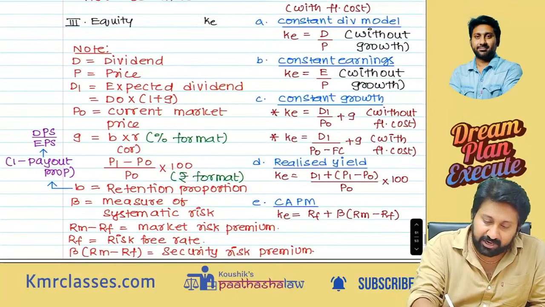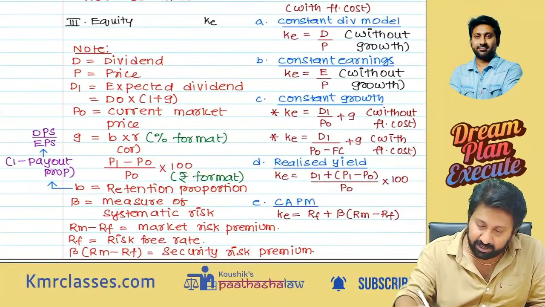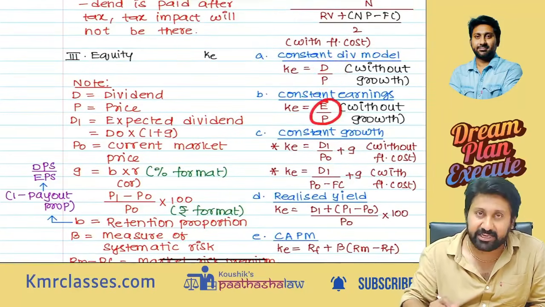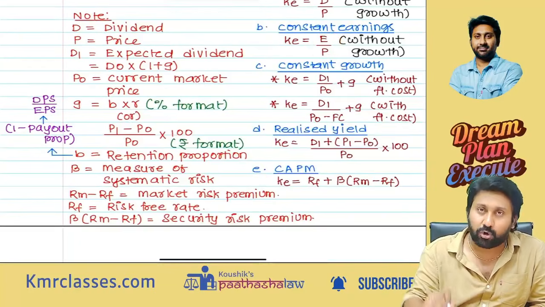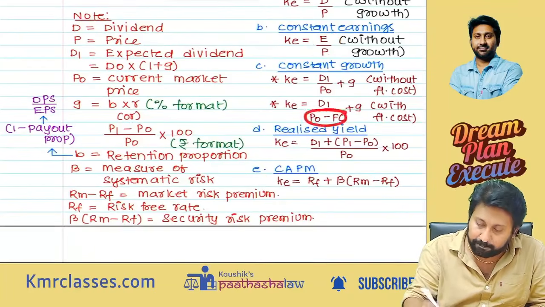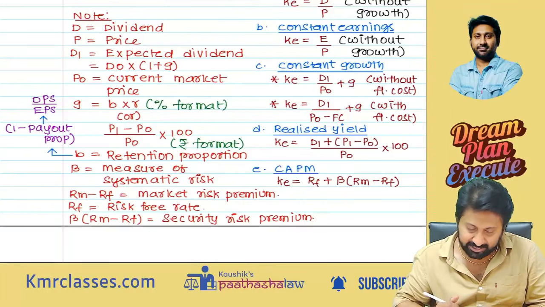So, there are 5 formulas in KE calculation. Number 1, constant dividend: D by P. Constant earnings: E by P. Constant growth: D1 by P naught plus G, or E1 by P naught plus G. If there is flotation cost, P naught minus FC. Okay.